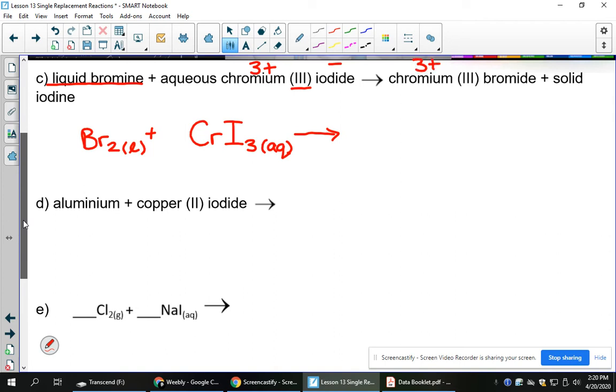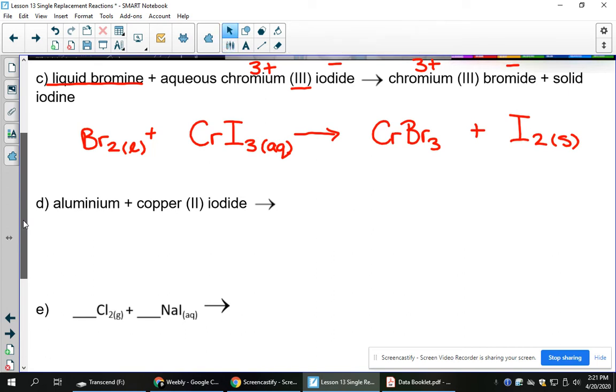Chromium-3, still 3 plus. Bromide is -1. So CrBr, crossing the charge of 3 over. They haven't told us the state of this one, so I will look that one up in a second. A solid iodine. Is iodine listed in the polyatomic elements? Yes, it is. It always comes with a buddy, and they've told us it's solid.